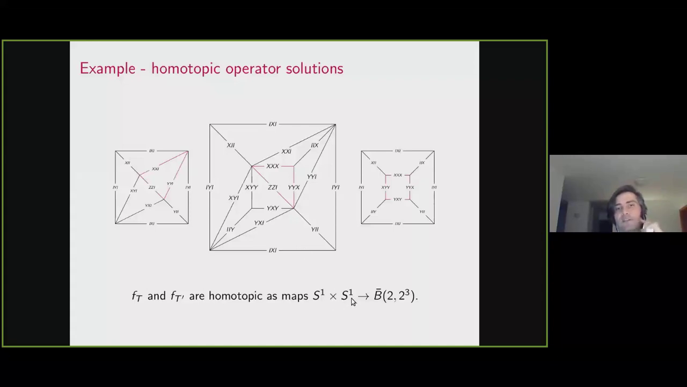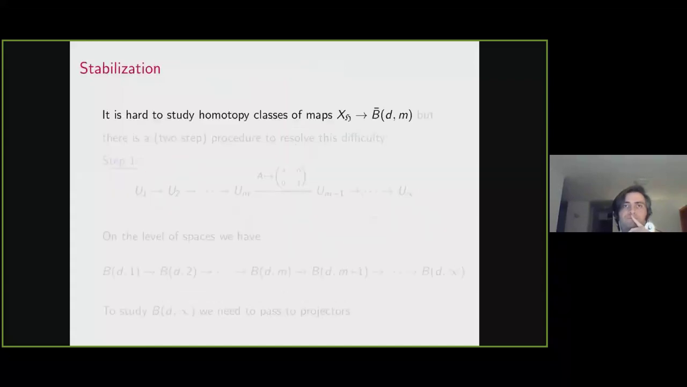So here S1 cross S1 means the torus. It's a topological notation for that. So the homotopy amounts to finding a refined cell decomposition of the torus. And it can be done for these 2 cases. So the square and the star operator solutions essentially fall into the same class under this equivalence relation of homotopy.